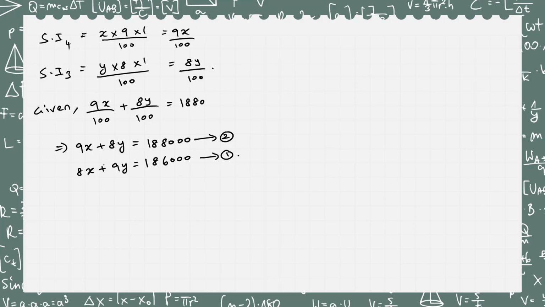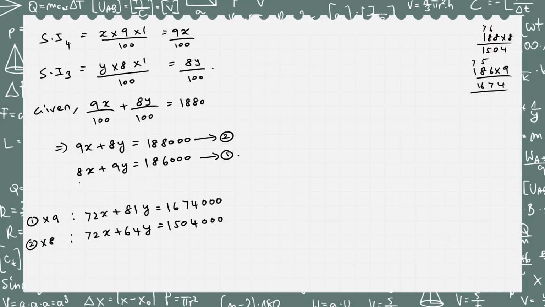So let us try to cancel x, for which we need to multiply the second equation with 8 and the first equation with 9, right? The first equation with 9, we have 72x plus 81y equal to 16,74,000, and multiplying the second equation with 8, we get 72x plus 64y equal to 15 lakh and 4,000. Now we are going to subtract. So changing the signs everywhere, x cancels, and 81y minus 64y will be 17y, right?